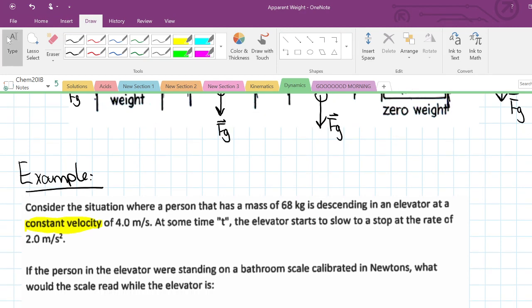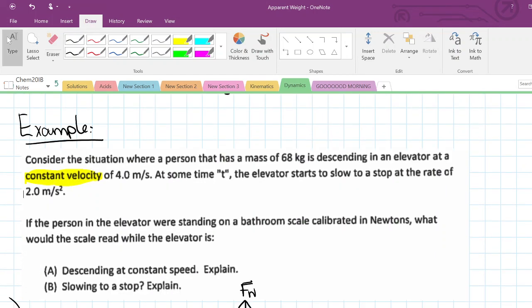So what we want to know is if the person in the elevator were standing on a bathroom scale, and it's calibrated to newtons, so it reads weight, what would the scale read while the elevator is A, descending at a constant speed, and B, slowing down to a stop?